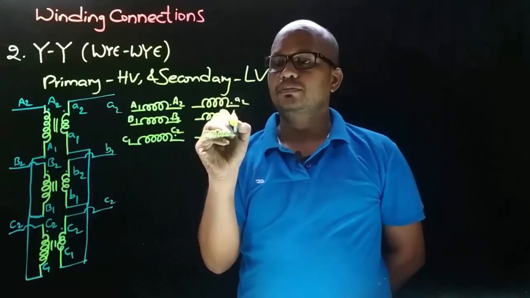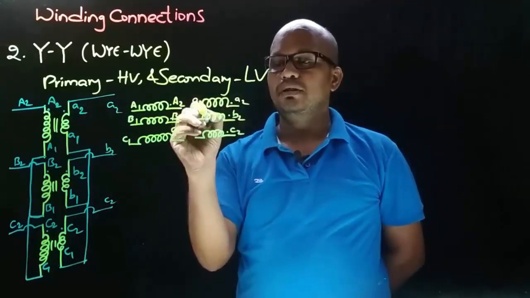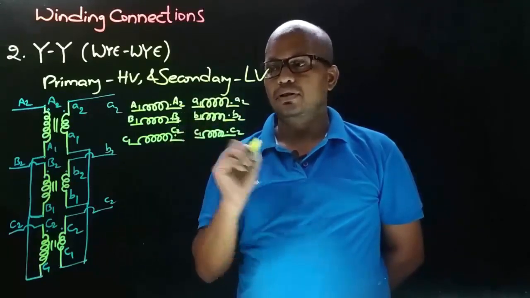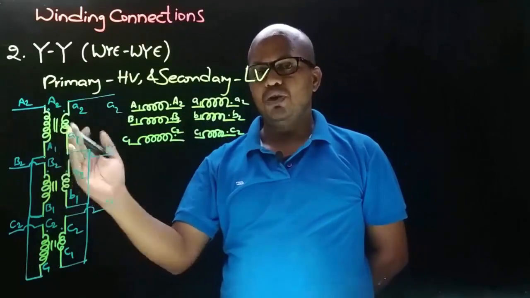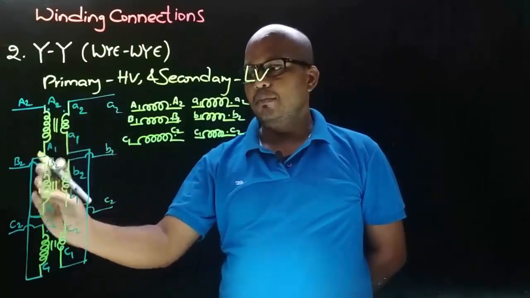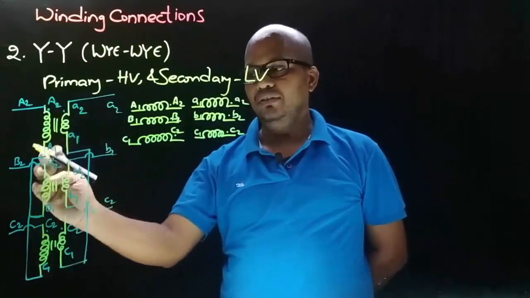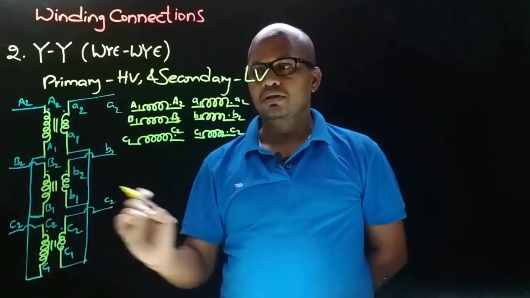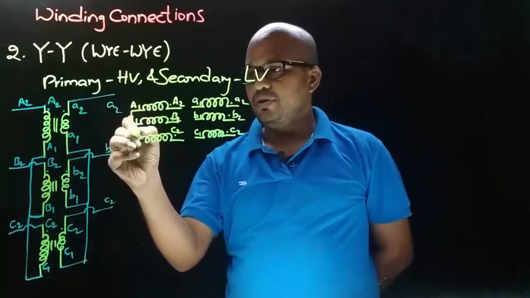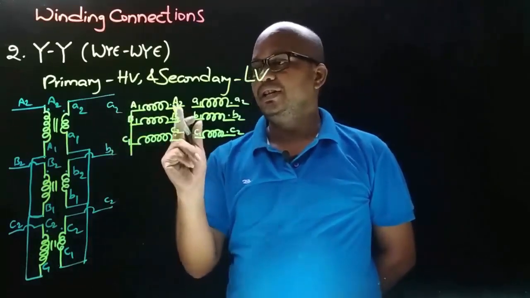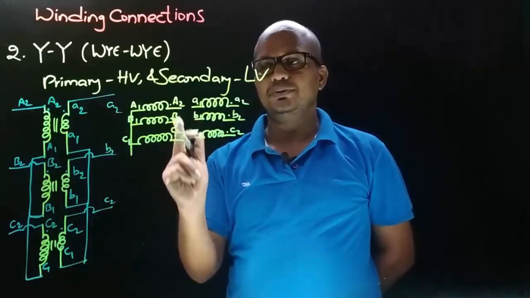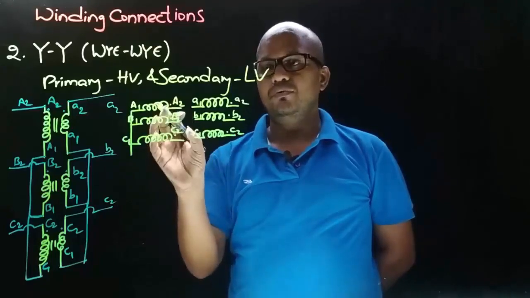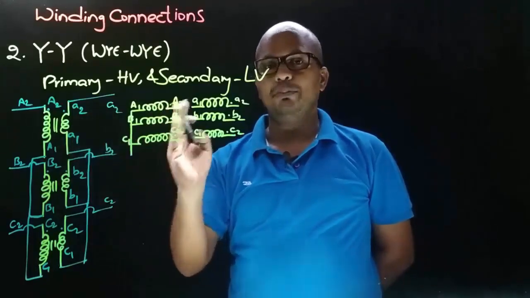So small a2, small b2 and small c2, and these ends will be small a1, small b1 and small c1. Now observe that to obtain star connection, what we did? We joined the common end terminals, that is we joined the finishing end of coils. So the finishing ends of coils are a1, b1 and c1. So let's join these a1, b1 and c1 together. And we are taking connections from A2, B2 and C2. That is, we are taking the connections from dotted end terminals. So this is how we obtain the star connection on primary side.